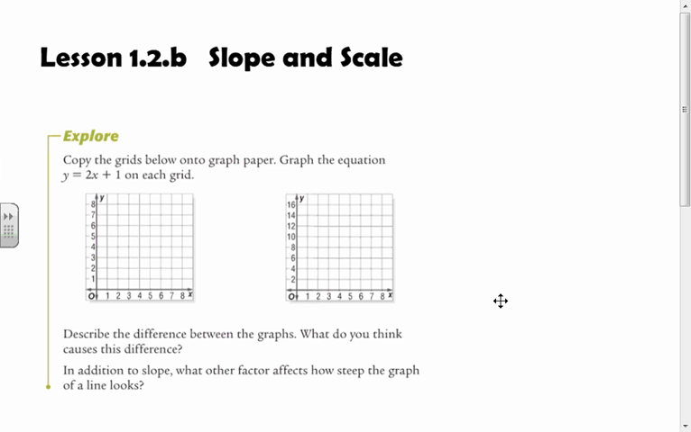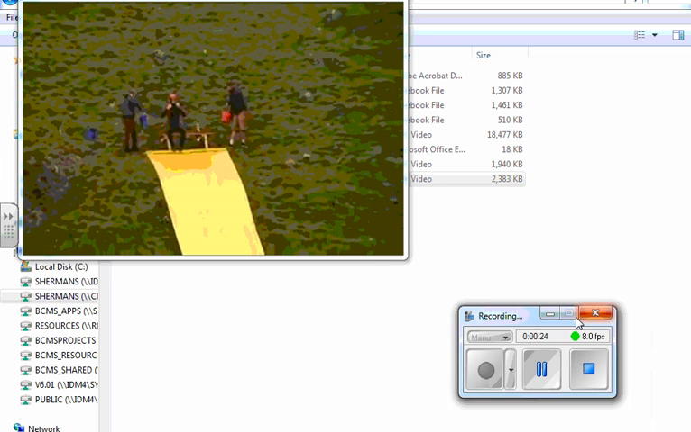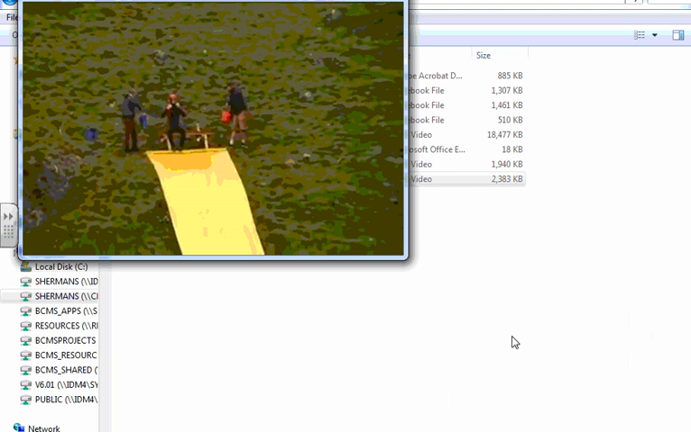In this lesson, we're going to learn that changing the scale of a graph can affect the appearance of the graph. So you're going to learn how to make a graph look steeper or flatter just by changing the scales. But before we do that, watch this little video that shows why math is important.